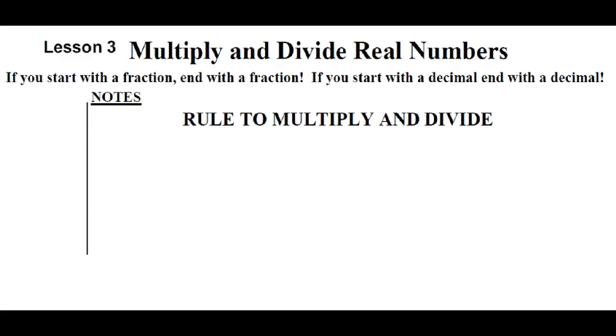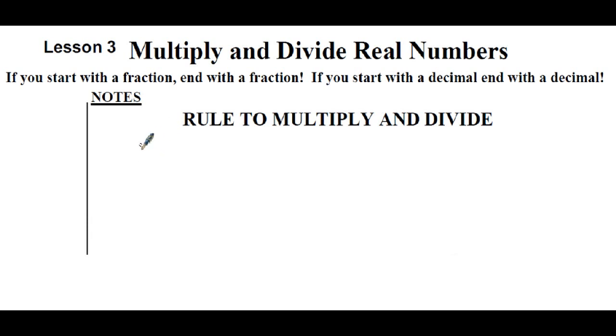We're going to go ahead and start with lesson 3, multiply and divide real numbers. Just as a reminder, if you start with a fraction, then you have to end with a fraction. If you start with a decimal, you have to end with a decimal. Alright, we're going to start with rules to multiply and divide, a quick way to remember how to deal with positive and negative numbers.